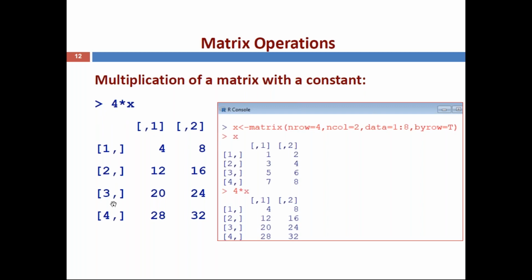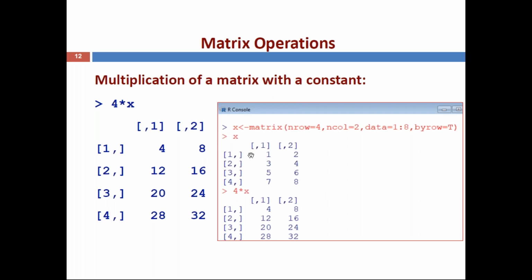Now each element in the matrix, irrespective of order, is multiplied with 4, then that result will be displayed. Now 4 into x, here this is the matrix. Here on the right side, you can see in the screenshot, the matrix contains 1, 2, 3, 4, 5, 6, 7, 8. Now after executing this command 4 into x, see the output.